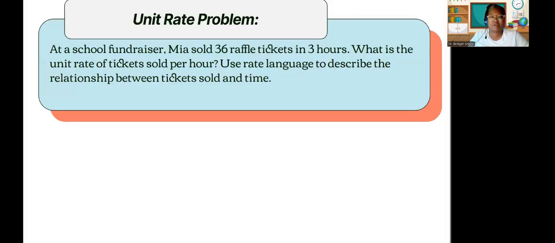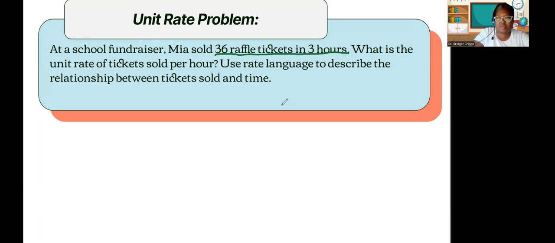We have a unit rate problem here, and it's at a school fundraiser. Mia sold 36 raffle tickets in 3 hours. What is the unit rate of tickets sold per hour? Use rate language to describe the relationship between tickets sold and time. So first, let's go ahead and break down what's happening here. So we know that there is a school fundraiser, and then Mia sold 36 raffle tickets in 3 hours.